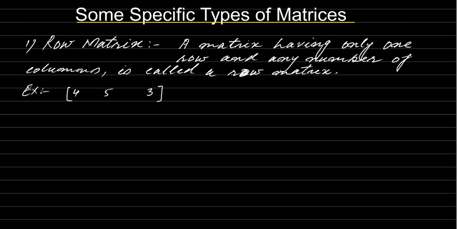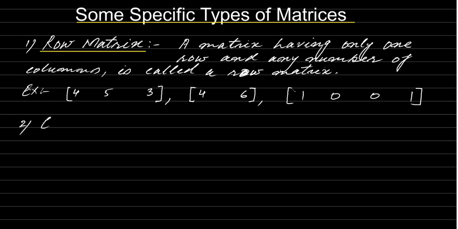So a row matrix can have any number of columns, but the number of rows will be 1 only. And thus we may give any example having 2 columns or 3 columns or 4 columns and so on. But in every row matrix, the row must be 1. So this is another row matrix. This is another row matrix.